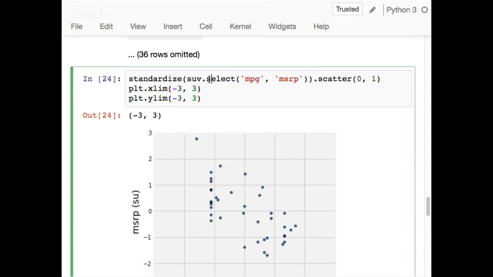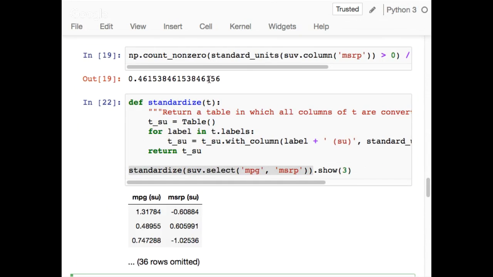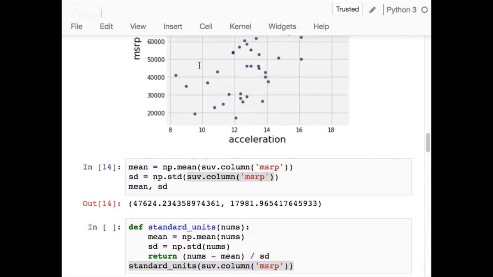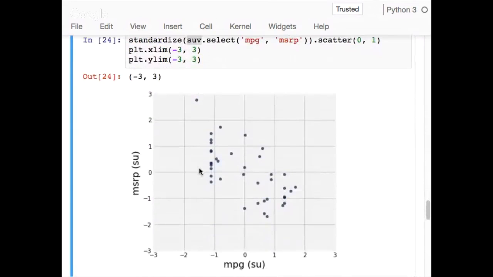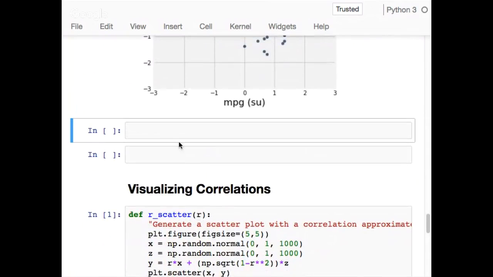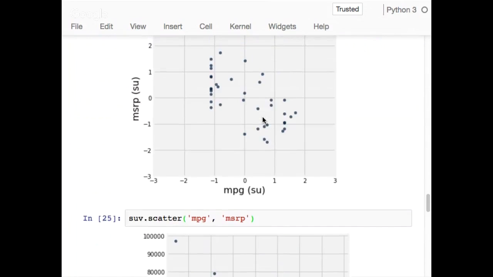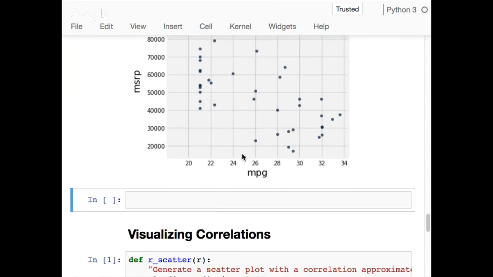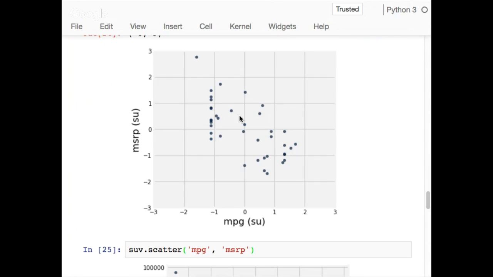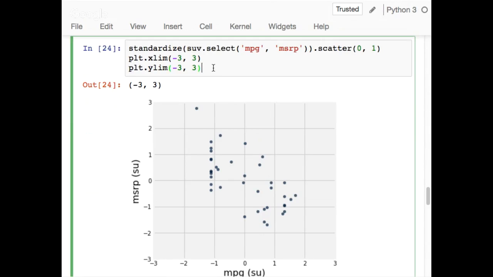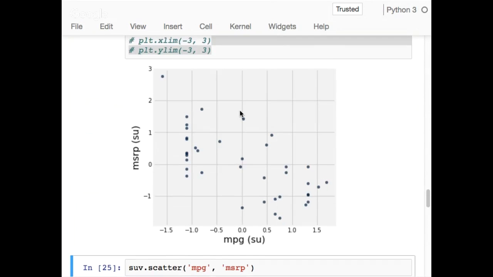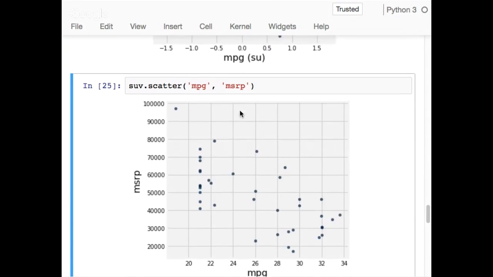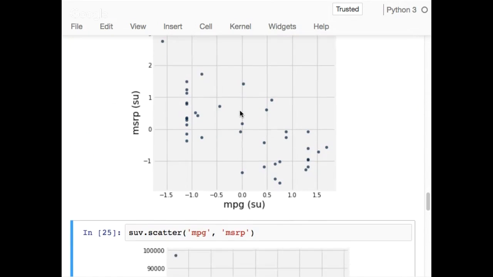Before we had SUV. Okay, I'm going to scroll up. SUV.scatter, MPG, and MSRP. Compare these two. And there we go. So before, after, before, after. You'll notice, let's suppose I don't change the limits here. What do you notice? It looks almost the same. In fact, it is basically the same.